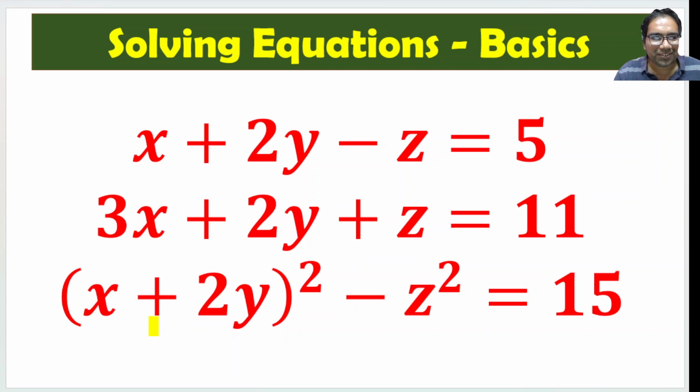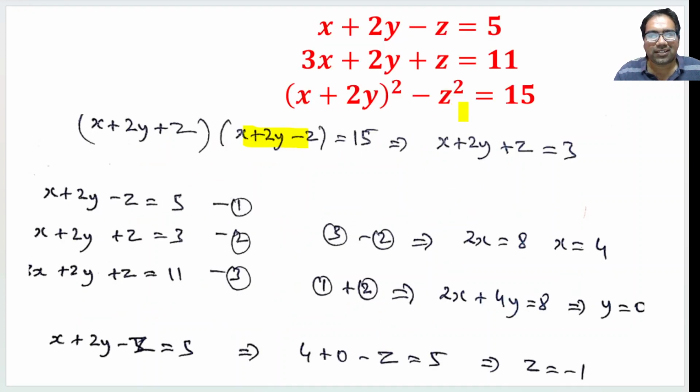But we can also notice this is in the form of a² − b², which can be factored into (a + b)(a − b). So we can factor this and use it to solve this set of equations. Let's see how. The third equation we can write as (x + 2y + z)(x + 2y − z) = 15, because this is in the form of a² − b², (a + b)(a − b). But x + 2y − z is already 5, which is one of these equations, right?